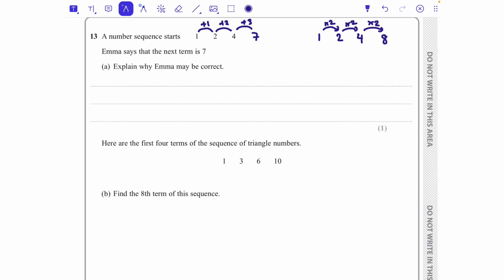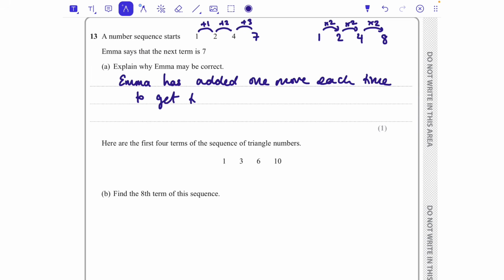But if she'd looked at it and said it was adding 1 more each time, then she could have been correct. So Emma may be correct. Emma has added 1 more each time to get to the next term. There we go. Here are the first 4 terms of the sequence of triangle numbers.